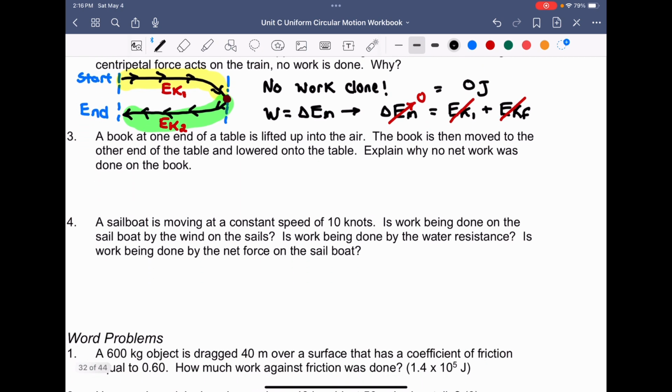All right. Now, number 3, if we look at this piece here, a book is at one end of the table and it's lifted into the air.